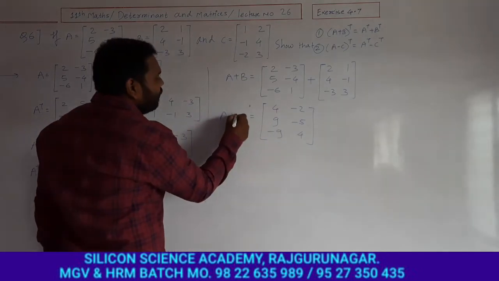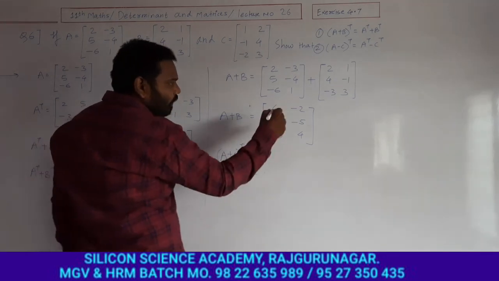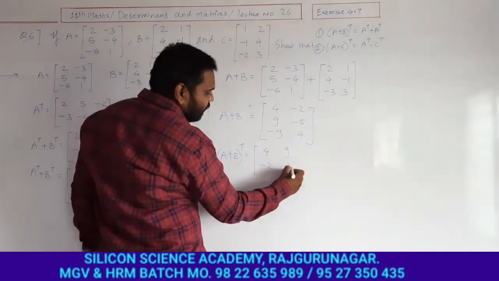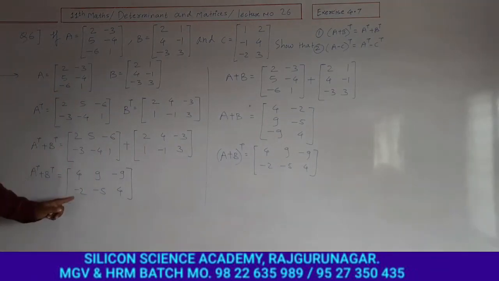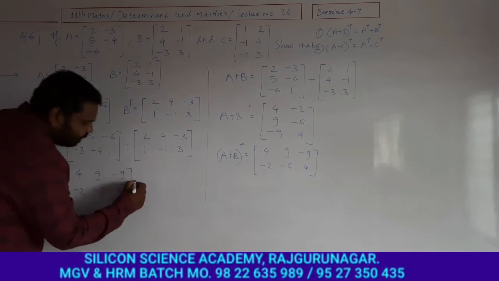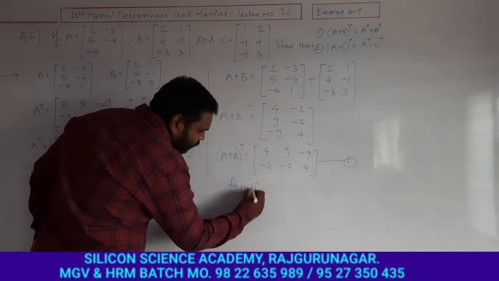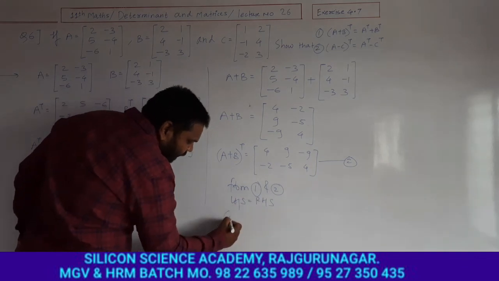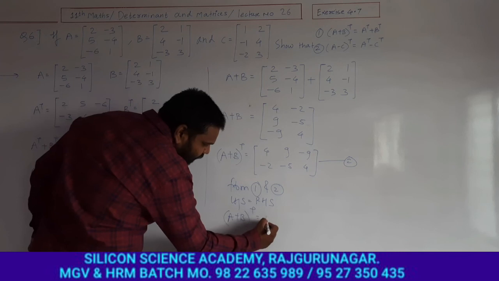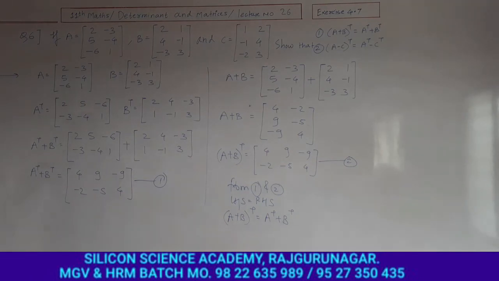This is A plus B. Next, (A plus B) transpose is 4, minus 2, 9, minus 5, minus 9, 4, and we have to check this and this matrix, that is 4, 9, minus 9, minus 2, minus 5, 4. From 1 and 2, LHS equals RHS, that is (A plus B) transpose is equal to A transpose plus B transpose. This is a very easy sum, the easiest sum.